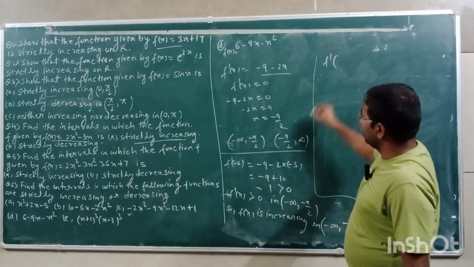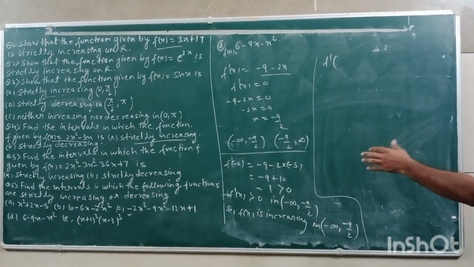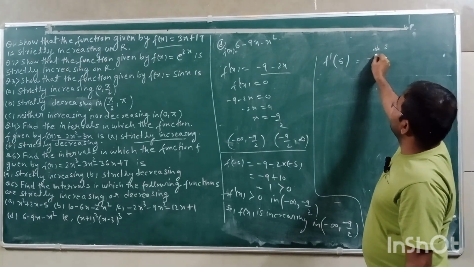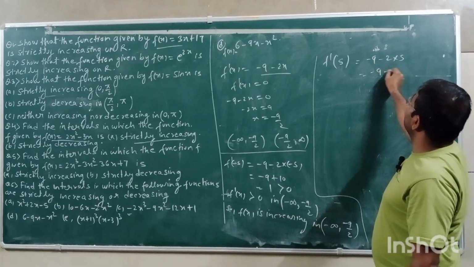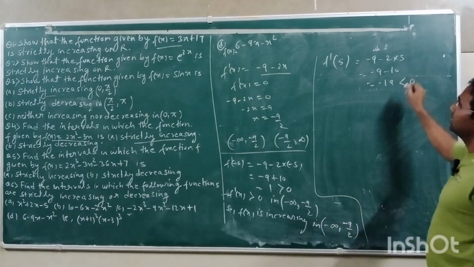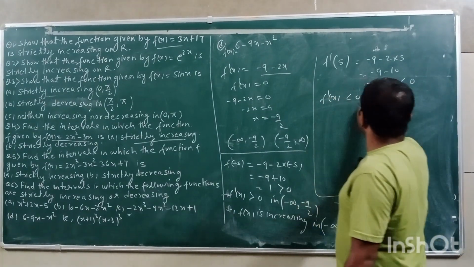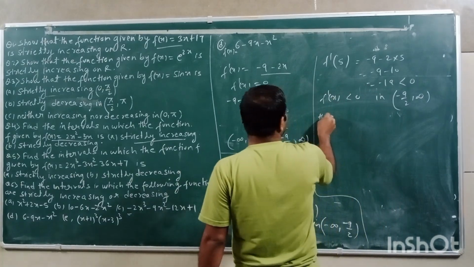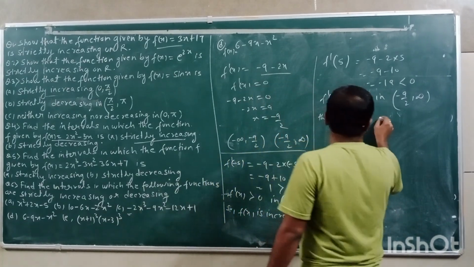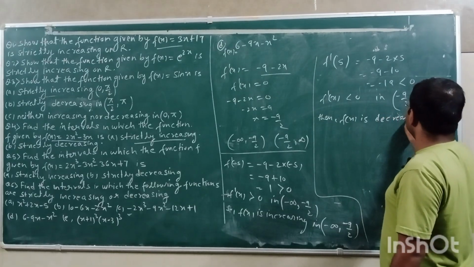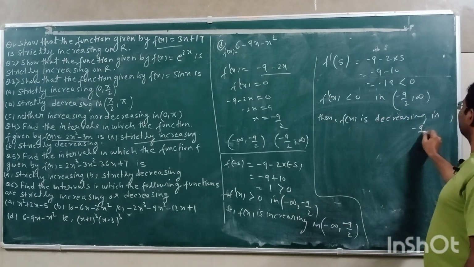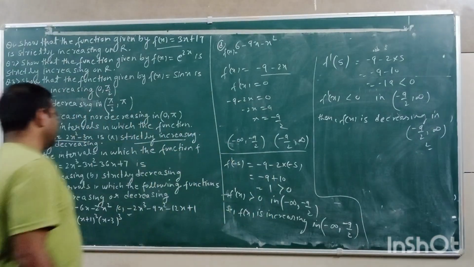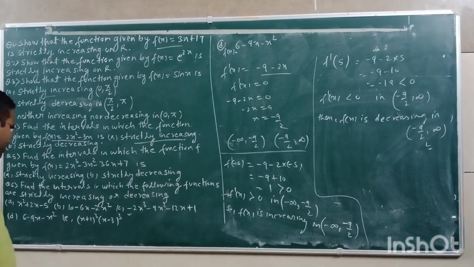Then f'. Now see, after -4 point something, 5 will come. Suppose you are putting a positive value 5, then -9 - 2 into 5, then -9 - 10 will come, so -19 is coming, which is less than 0. Then f'(x) is less than 0 in the interval -9/2 to infinity. Then you will write f(x) is decreasing in -9/2 to infinity. So in this way you will tell in which interval this function will increase and in which it will decrease. Okay. Now let us see the E1.